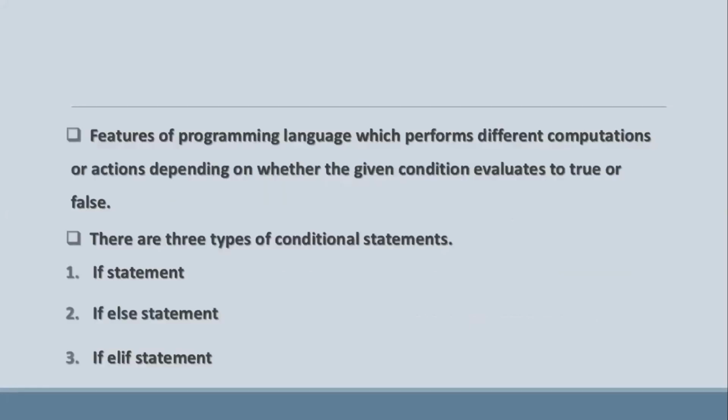Moving to the conditional statements, there are different types of conditional statements, which we'll study one by one. But first of all, let's define what conditional statements are. They are basically the features of the programming language which perform different computations or actions depending on whether the given condition evaluates to true or false. All right, so we have to see whether a condition is true or false, and accordingly these conditional statements are applied. The three different types are the if statements, the if else statements, and the if elif statements.